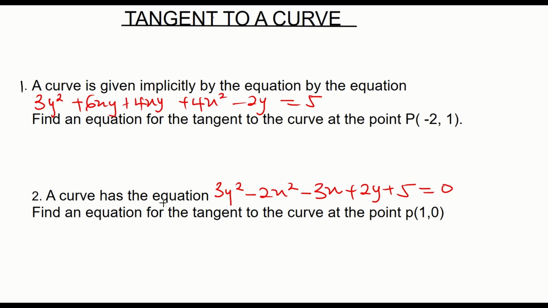Then the second question says that a curve has the equation 3y squared minus 2x squared minus 3x plus 2y plus 5 equals 0. Find an equation for the tangent to the curve at the point (1, 0). So we are going to solve these questions today, and we'll see how we can use implicit differentiation to find the derivative of this function.